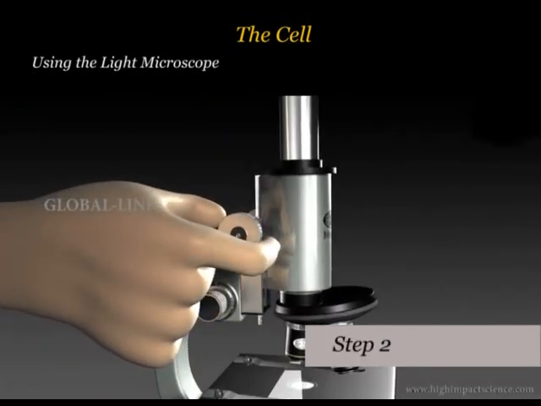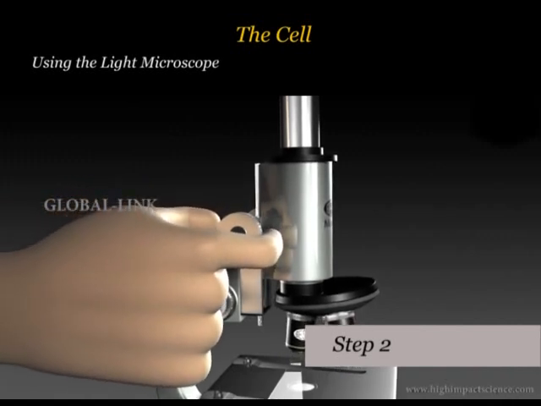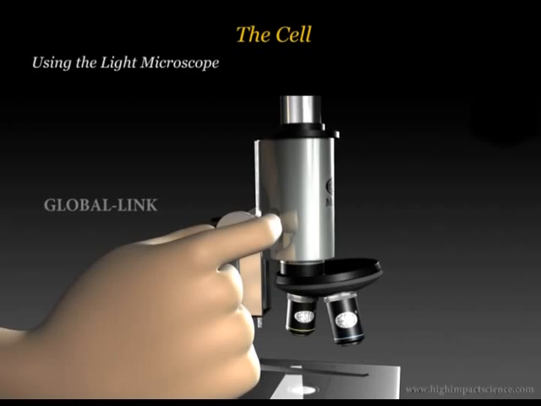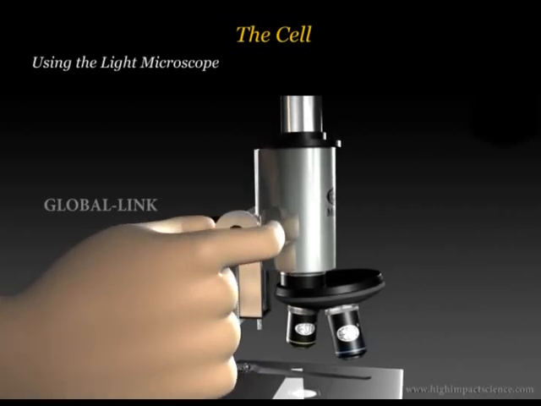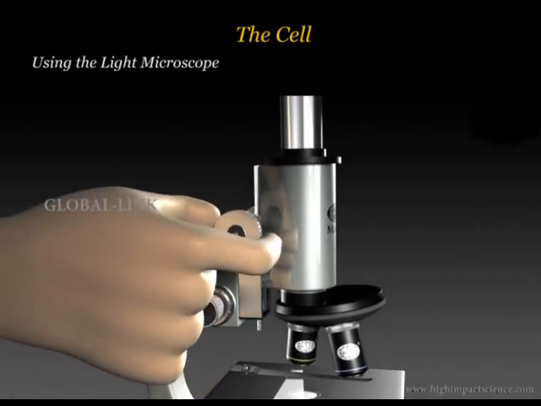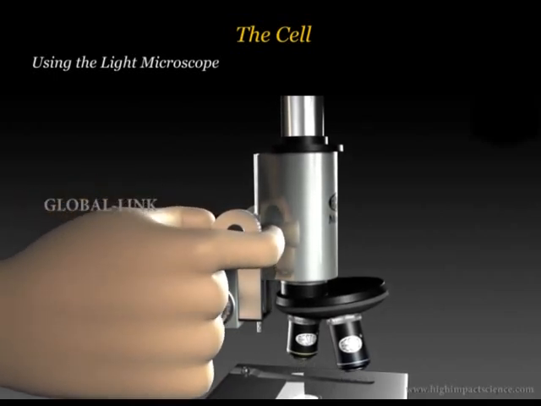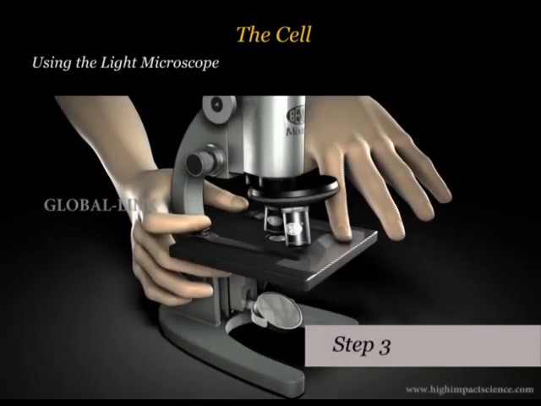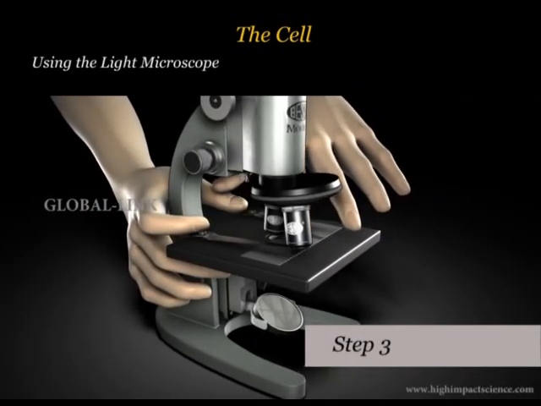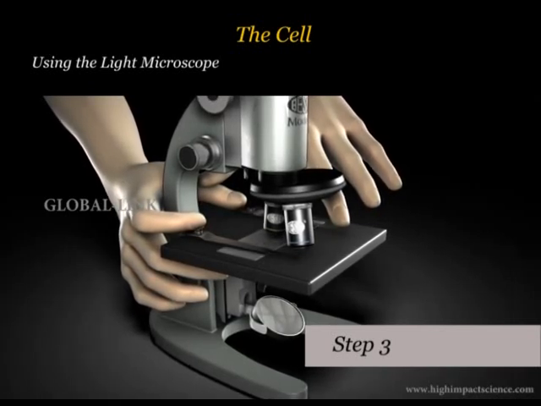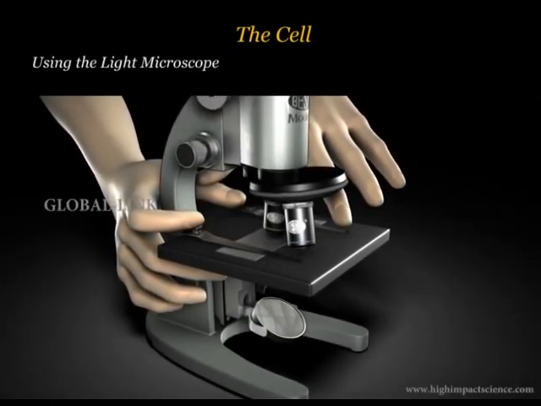Ensure the low-power objective is in place over the hole in the stage. Use the coarse adjustment knob to raise the body tube so that the objective is about 2 centimeters above the stage. Put the slide on the stage so that the part you want to look at is over the hole and under the lens. Use the clips to hold the slide in place.